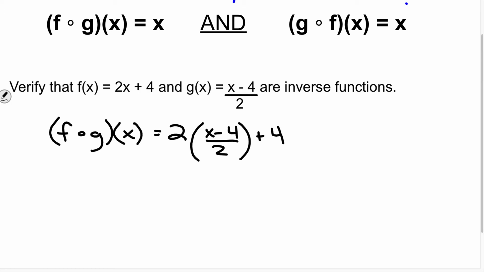Now you just have to follow order of operations. Parentheses, there's really nothing I can do inside, x minus 4 over 2. Exponents, I don't have any. Multiplication or division, 2 times x minus 4 over 2, what happens? 2 over 2 is going to cancel. It's like 2 over 1 times something over 2, they cancel. So I have x minus 4 plus 4. Undo the addition and subtraction. Minus 4 plus 4 is x.